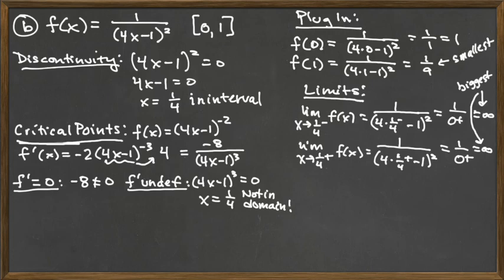And so what we end up having as our conclusion for this problem is global min of 1/9 at x equals 1 and no global max.